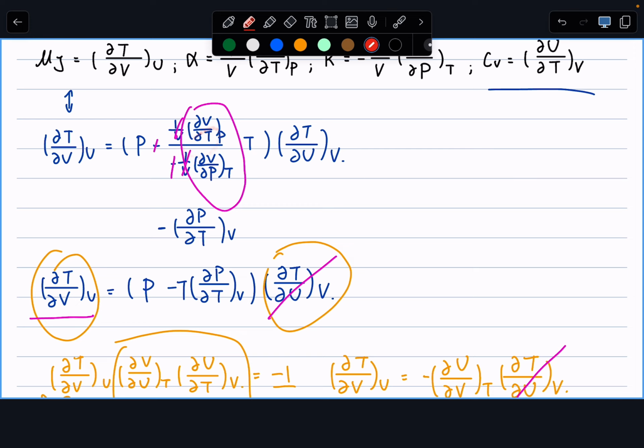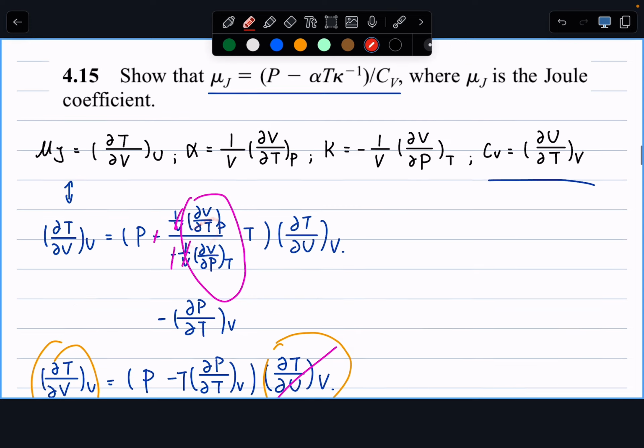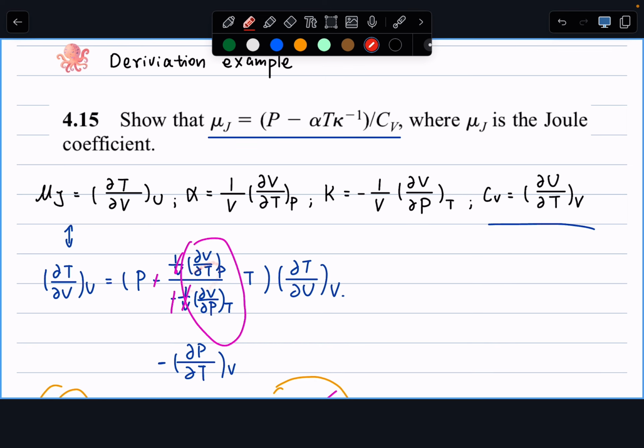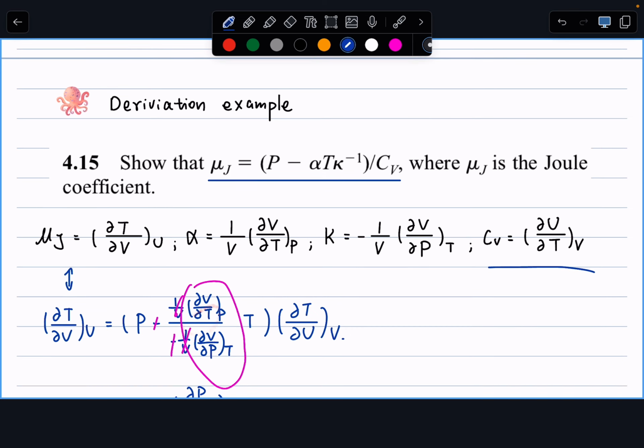There are different ways to do it. Obviously, if you are familiar enough with what we're reading, you can also approach this problem by thinking about, okay, in the previous lecture, we solved that du over dv at constant T equals negative mu_J C_v. That's something we discussed in chapter 2, and you can start from there. That's also a way of solving this problem. So there are multiple ways of solving these kinds of derivation problems, whichever works for you.